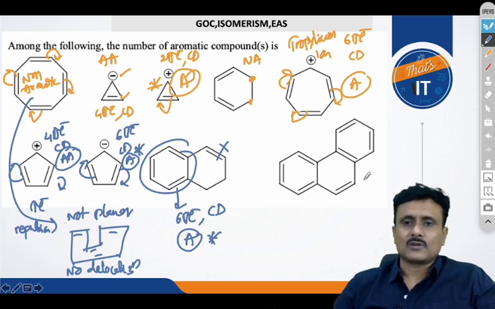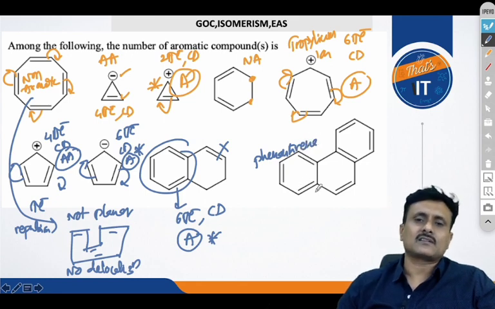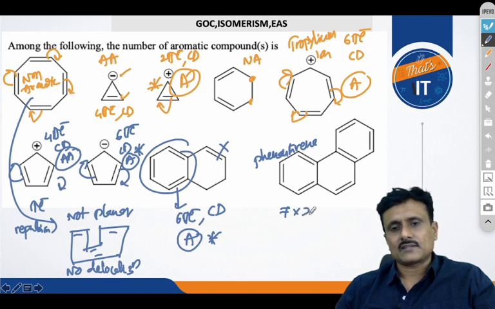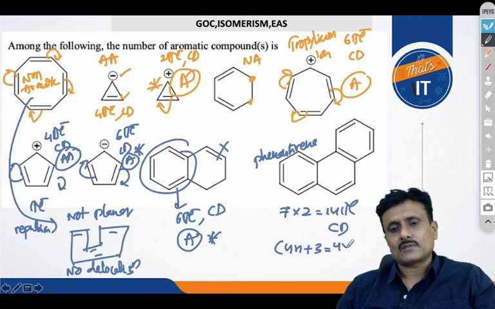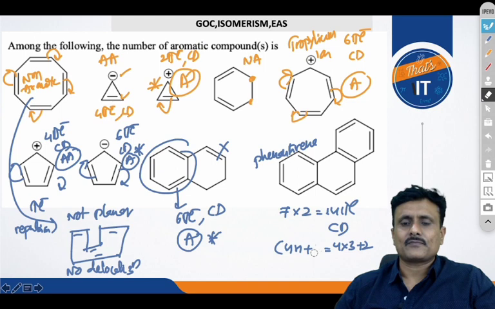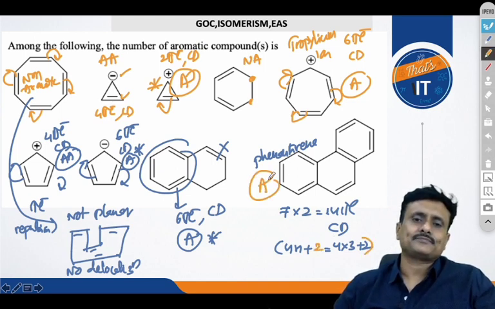Over here this is called phenanthrene, isn't it? Not anthracene. Phenanthrene has 3 plus 2, 5 plus 2, 7 pi bonds, that is 14 pi electrons involved in cyclic delocalization, that is 4n plus 2, 4 into 3 plus 2. Cyclic delocalization, 14 electron system is aromatic.